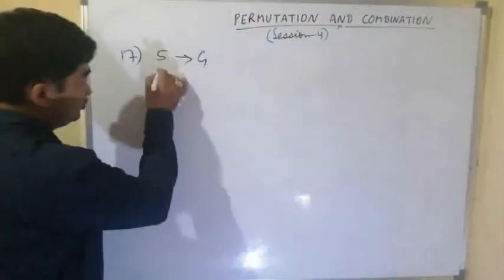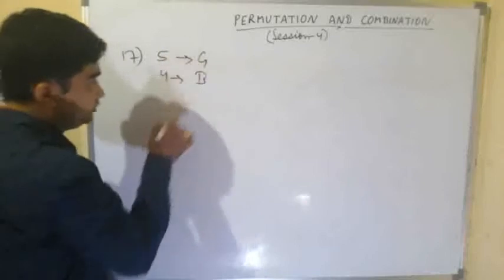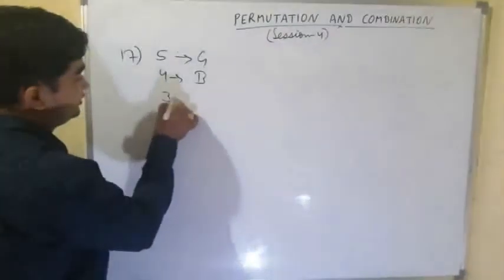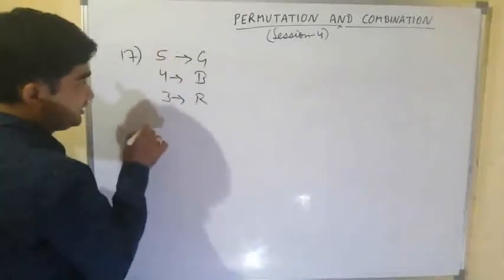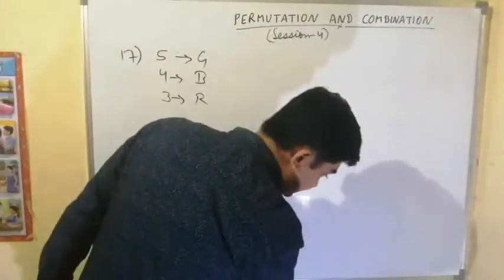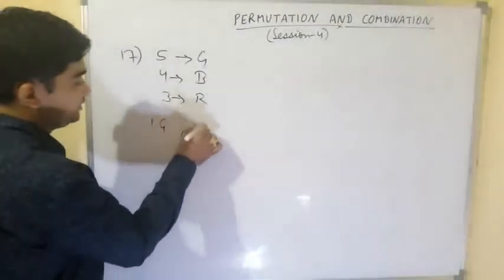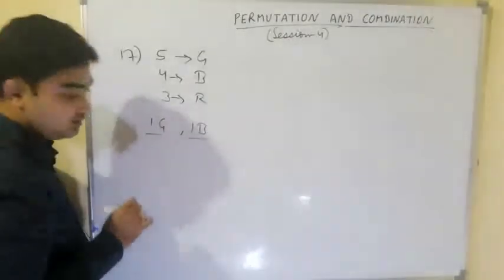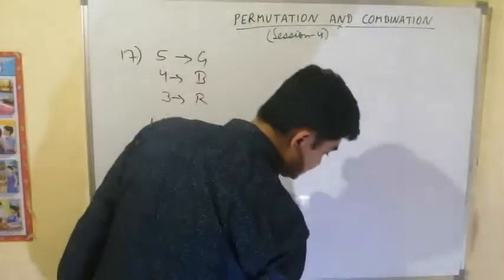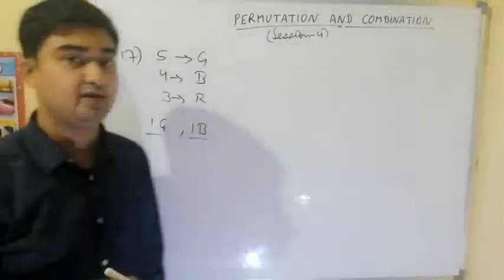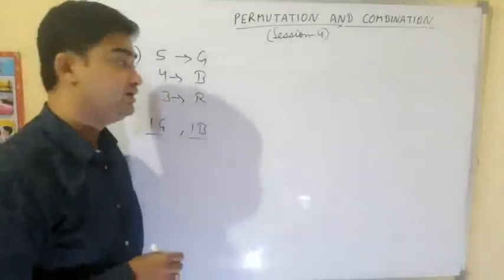There are 5 different green balls, 4 different blue balls, and 3 different red balls. We have to select at least one green and one blue. The problem asks for the number of groups that can be made.